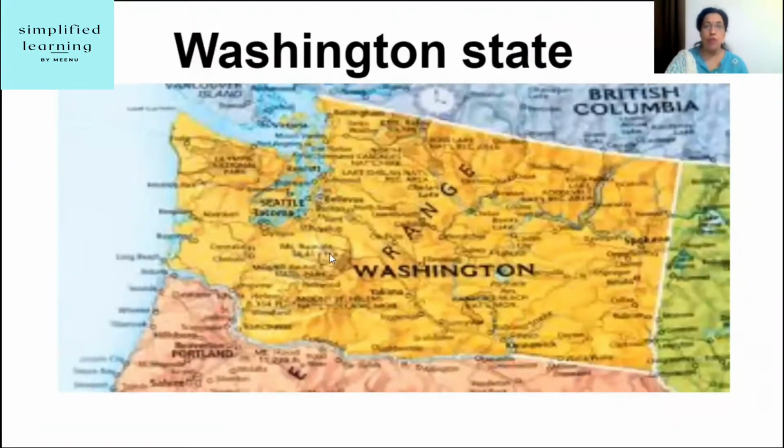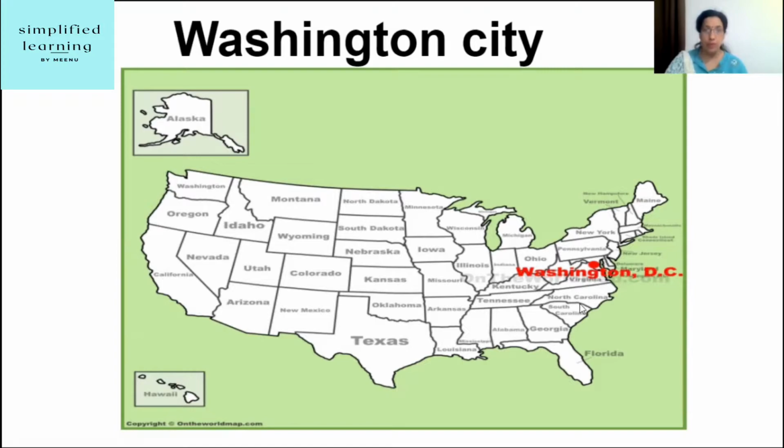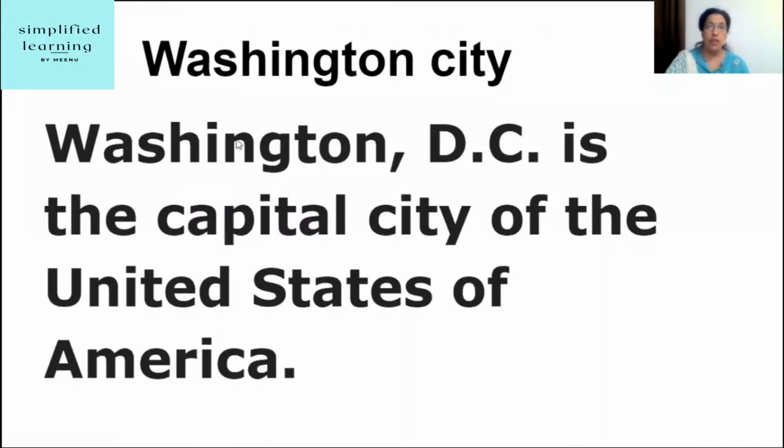So this is the map of Washington State. Clear? Where is it located? It is located in the northwest. Washington State was named after George Washington, the first president of the United States and a founding father. Now this is the location of Washington DC, the capital city, right in the east. And here we have Washington State.